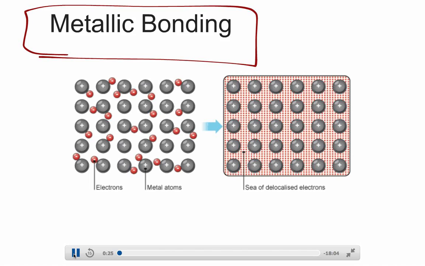And when we look at the difference in electronegativity, we see that really it is a spectrum: the bigger the difference in electronegativity, the more ionic the bond is. Well, metallic bonding is completely different.